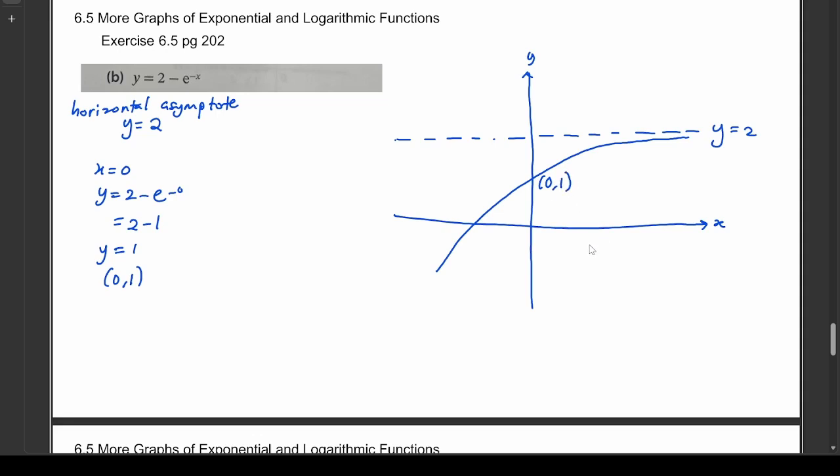So this point is basically 0, 1, right? Then you have another point on the x-axis. On the x-axis, that means your y coordinate is 0. So y coordinate is 0. 0 equals to 2 minus e to the power of negative x. Bring over the e, right? This minus, you bring over, so e to the negative x equals to 2. Now, the problem is x is on top, right? X is on top. You want to bring it down as the subject.